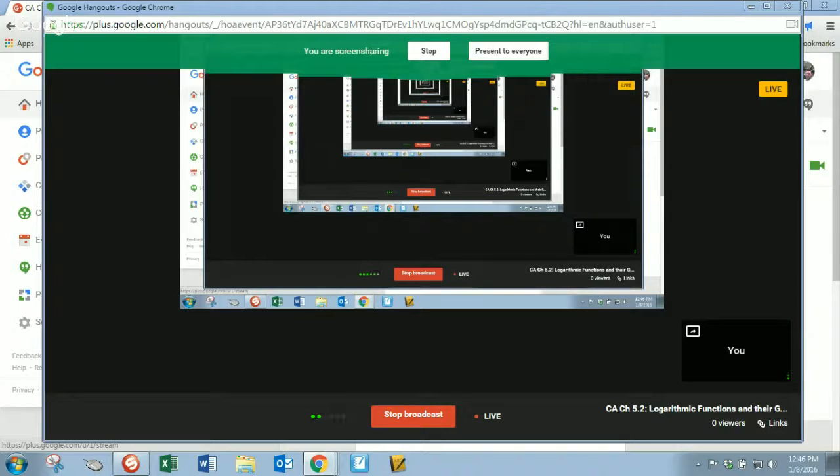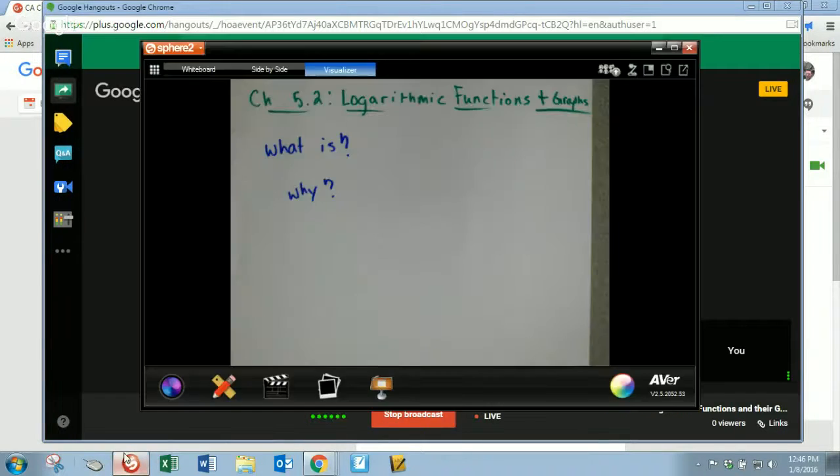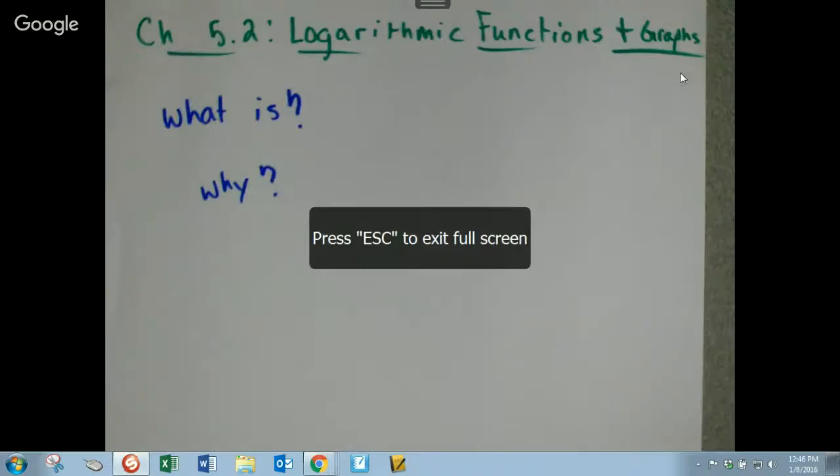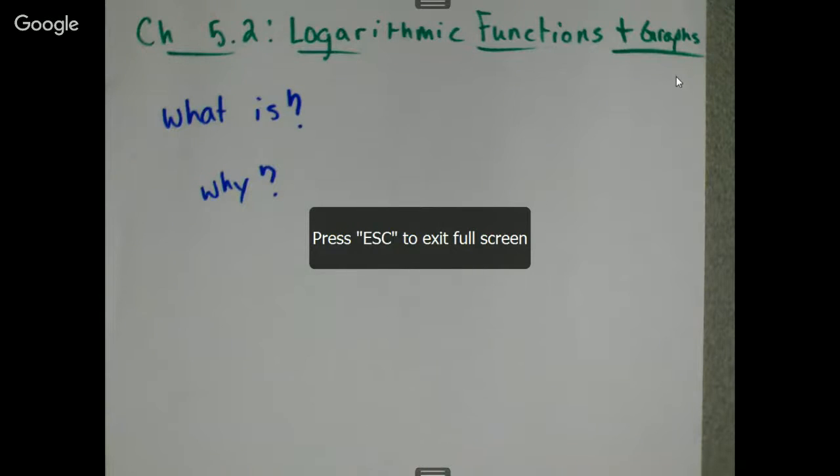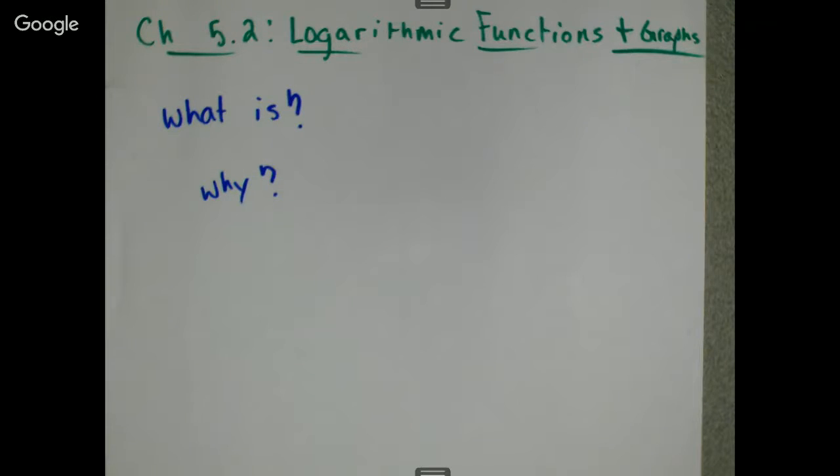Mr. Jones, and we're going to talk about chapter 5.2. 5.2 deals with logarithmic functions and their graphs. Okay, and let's talk about what is a logarithm.